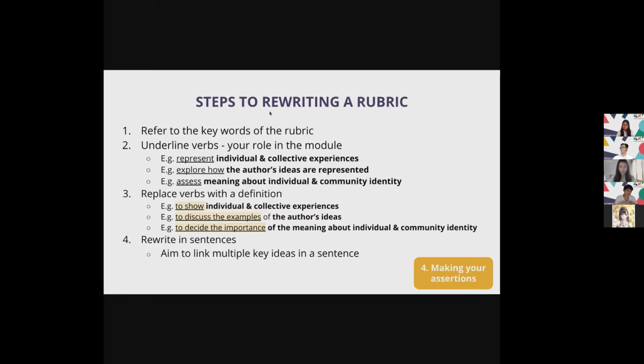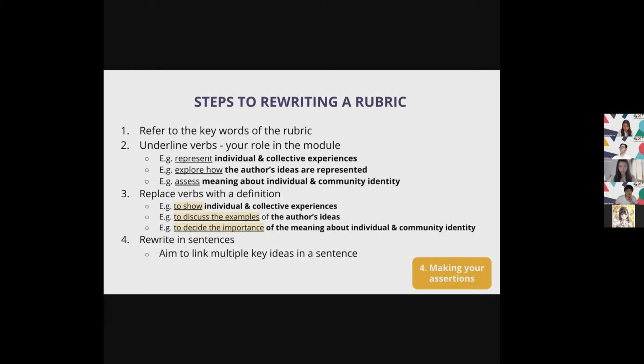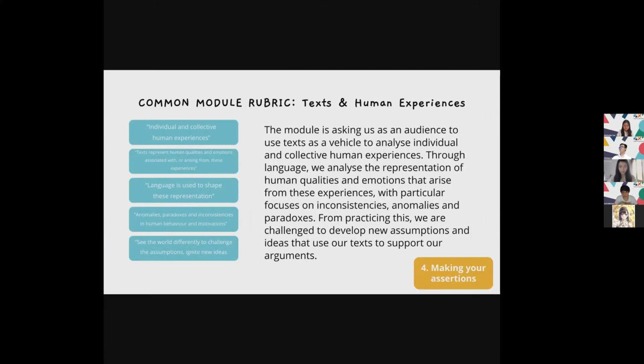The reason why I want you to rewrite the rubric is because it helps you create your own assertions. And that is step 4 of analyzing any kind of text, regardless if it's a rubric or a poem or a story. Making your own assertions and summaries is really important to understand where you see this text and how you understand the text. So for example, if we look here, we have a very basic summary, a basic assertion of what the Common Module Rubric is about.